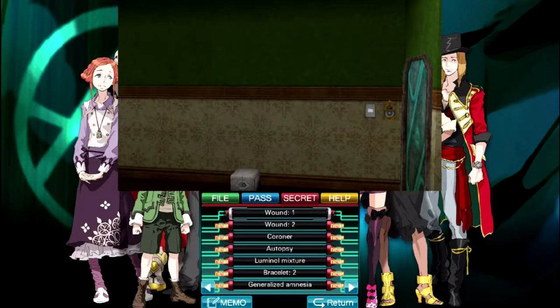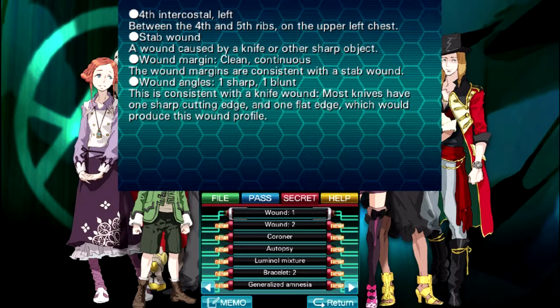Starting with Wound 1. 4th intercostal left, between the 4th and 5th ribs on the upper left chest. Stab wound: a wound caused by a knife or other sharp object. Wound margin: clean, continuous. The wound margins are consistent with a stab wound. Wound angles: 1 sharp, 1 blunt. This is consistent with a knife wound. Most knives have 1 sharp cutting edge and 1 flat edge, which would produce this wound profile.